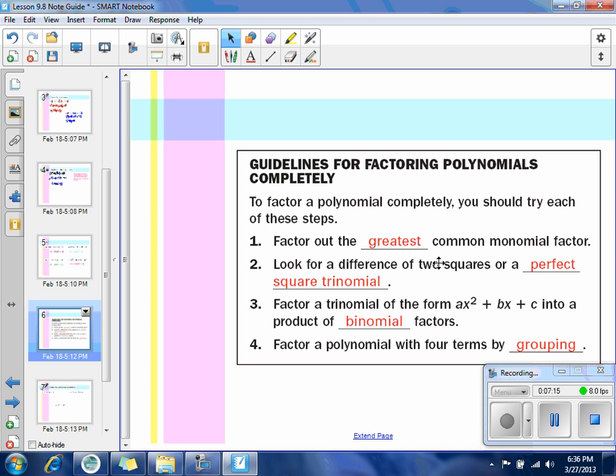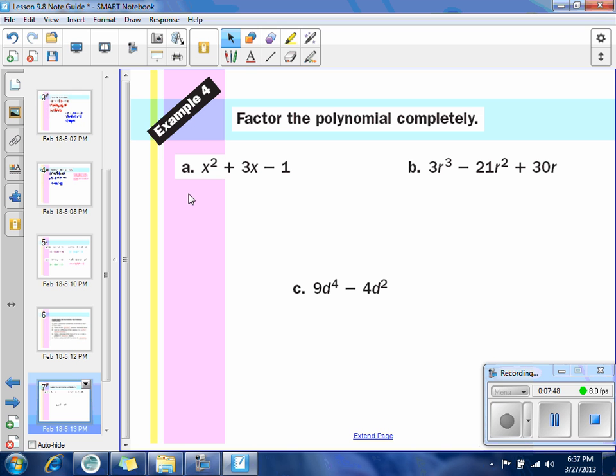Is this a difference of two squares, where it's something squared minus something squared? Because that's an easy answer. Or is it a perfect square trinomial? Is this an a squared plus 2ab plus b squared? And if it is, just go straight to that perfect answer. Or factor the trinomial that's in that ax squared plus bx plus c form. This is the form that you guys keep getting stuck on. And then the last way, if it's got 4 terms, the only way you really can do it is by grouping.